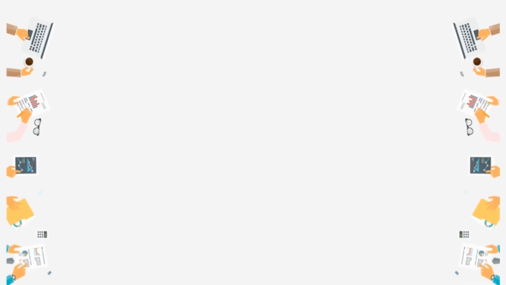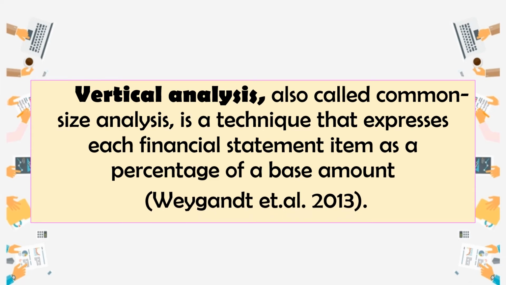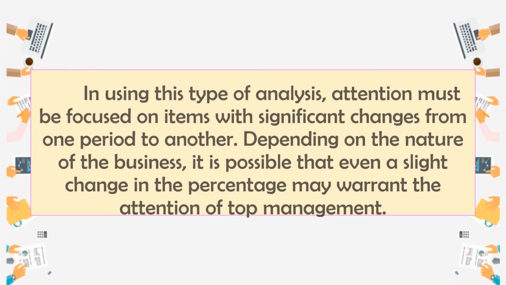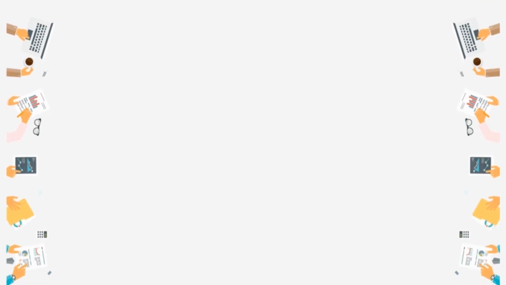After the horizontal analysis, let's now proceed to vertical analysis. This is also called common size analysis. This is a technique that expresses each financial statement item as a percentage of a base amount. In using this type of analysis, attention must be focused on items with significant changes from one period to another. Depending on the nature of the business, it is possible that even a slight change in the percentage may warrant the attention of top management.